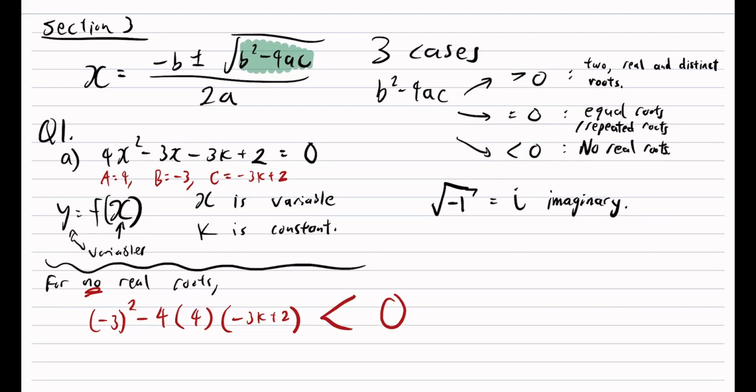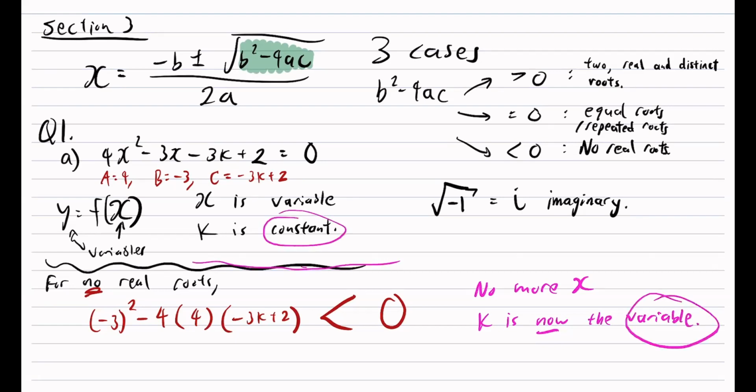Okay. Then we have to now solve for k. Do you notice? No more x. Let me write down. No more x. K is now the variable. Okay. Must change perspective. That's why I draw a line here. Just now k is constant. Now k is variable. You solve for k. Does that make sense? Yep.